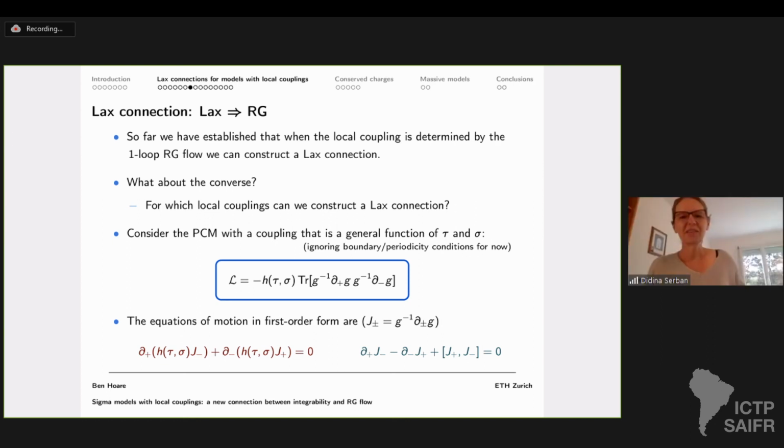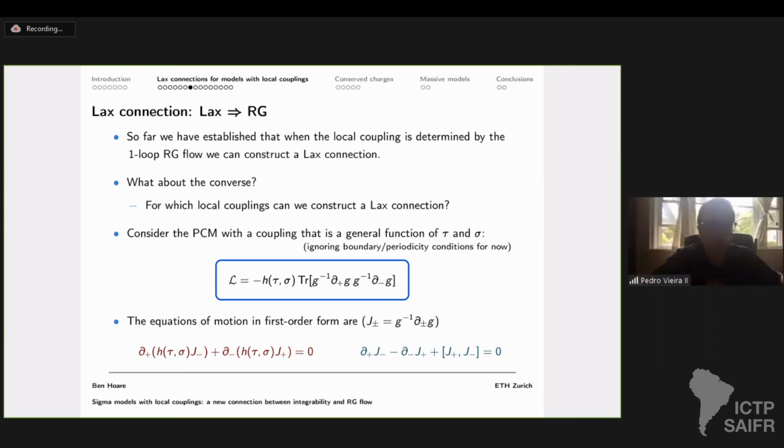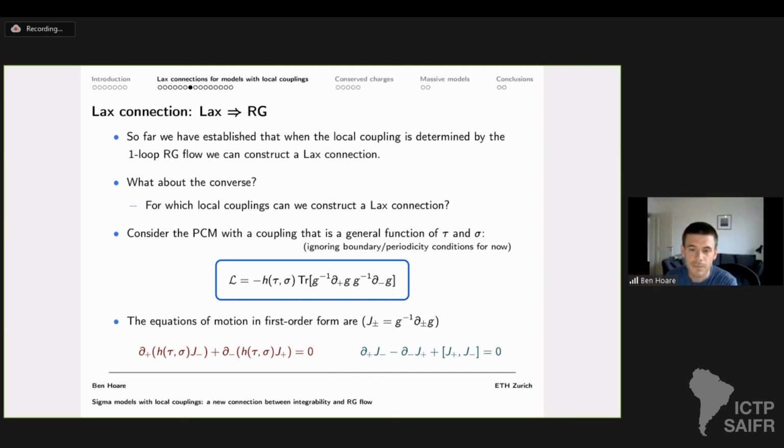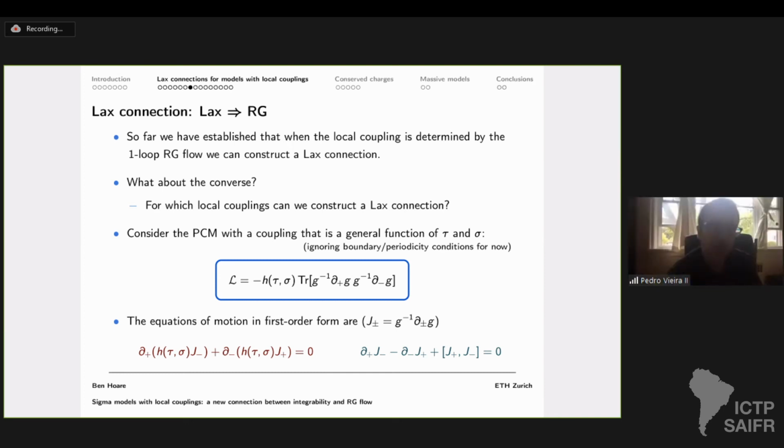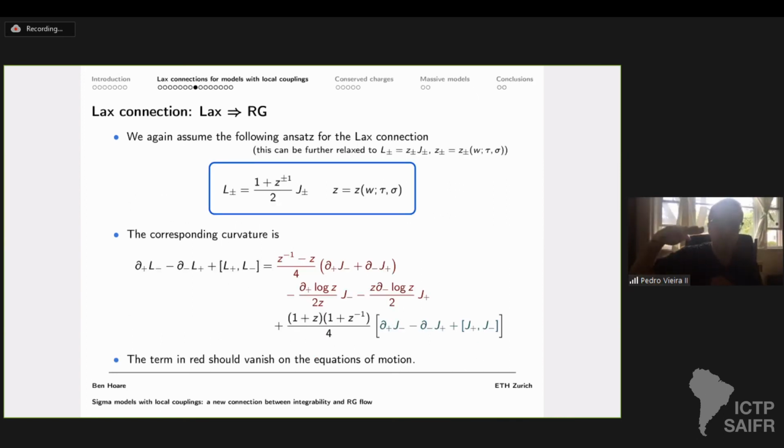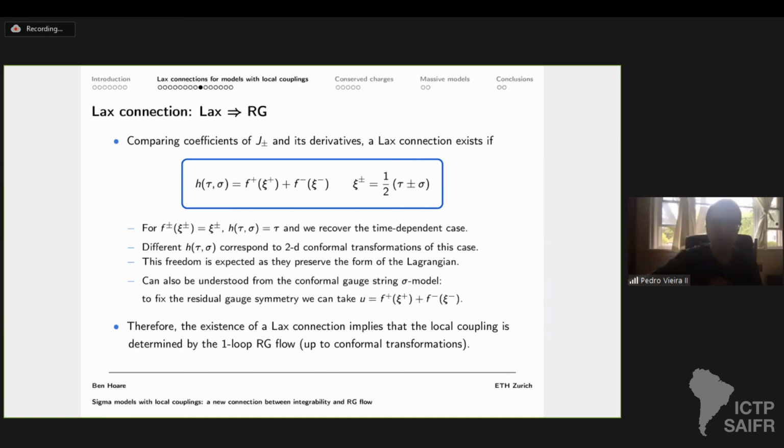Other questions? I'll also ask one question. It's a basic question. When the time goes to minus or plus infinity, the couplings go to constants, right? These Lagrangians that you promote to time dependent, they go to constant values, again constants when tau goes to minus or plus infinity, right?